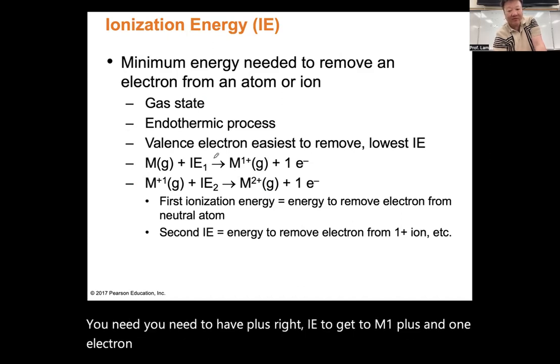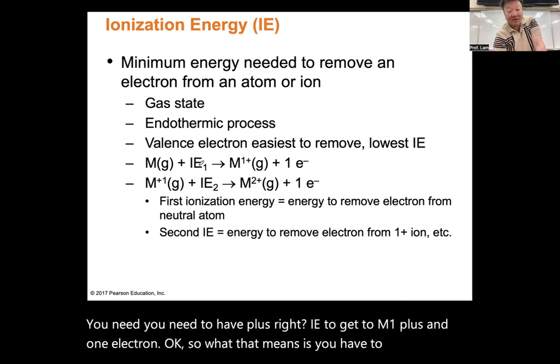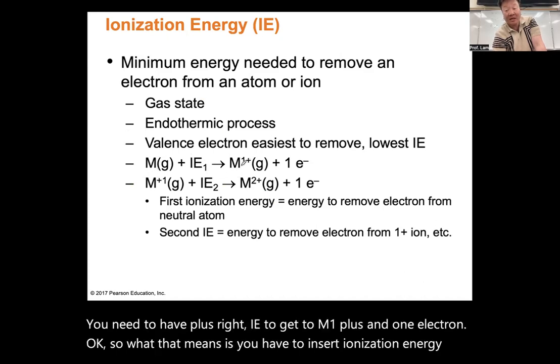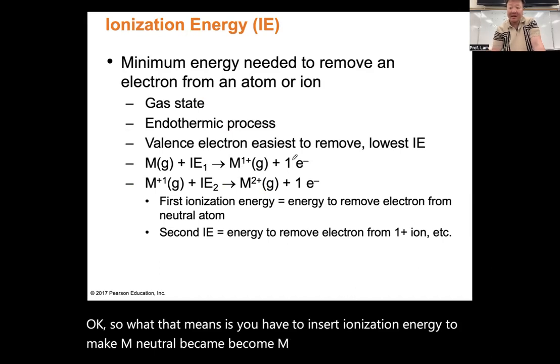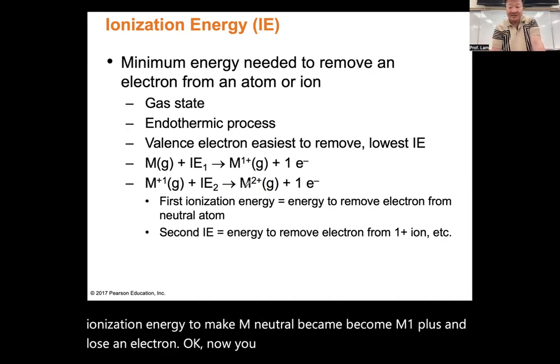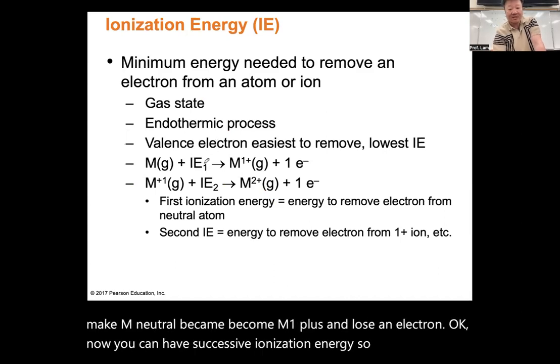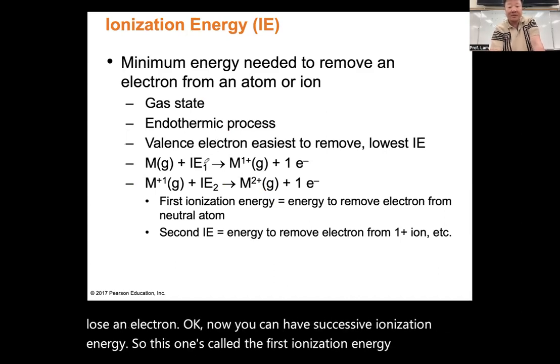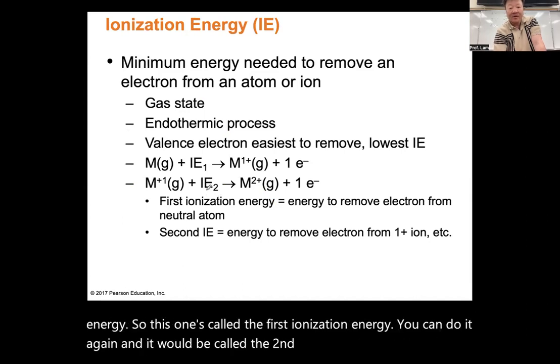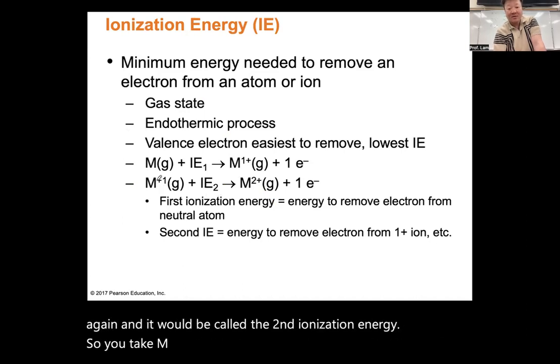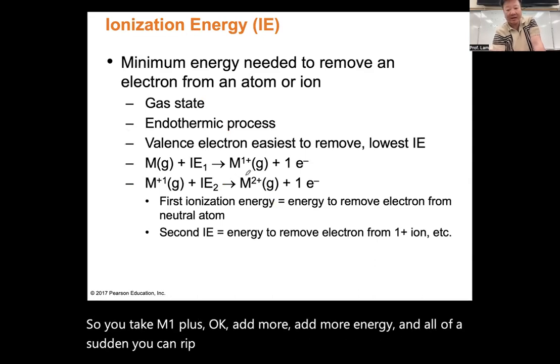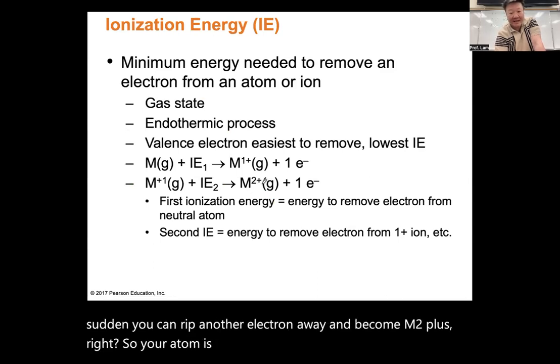So what that means is you have to insert ionization energy to make M neutral become M1 plus and lose an electron. Now, you can have successive ionization energy. This one's called the first ionization energy. You can do it again, and it would be called the second ionization energy. So you take M1 plus, add more energy, and all of a sudden you can rip another electron away and become M2 plus. So your atom is now a dication, and you lose another electron.